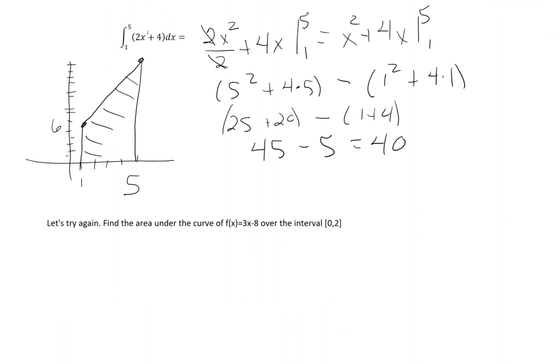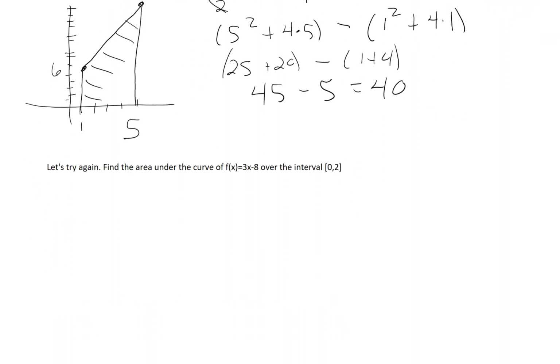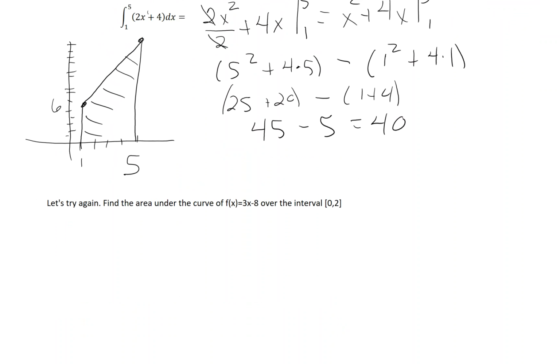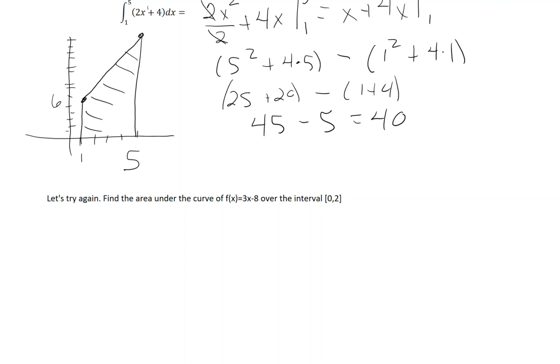What I want you to see, and you shouldn't think that's mind-blowing, we did that in class already, is what happens if it doesn't look like that. Let me give you a different shape. And at first it's going to seem like I'm giving you the same shape because once again I'm giving you a line. I gave you 3x minus 8. But let's look at that from 0 to 2.